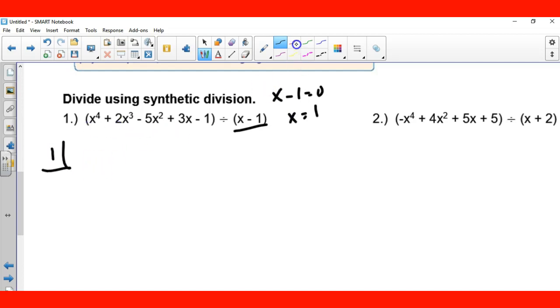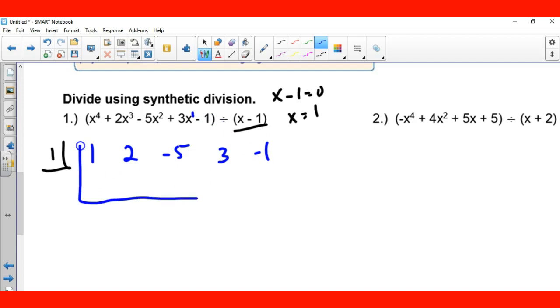Then I'm going to write all the coefficients of this polynomial that are present. So right here the coefficient is 1. Right here the coefficient is 2. Right here the coefficient is -5. Here's 3. And here's -1. Now the thing I want to point out is this is standard form. This is x to the 4th, 3, 2, that's x to the first, and that's the constant, x to the 0. So this is standard form.